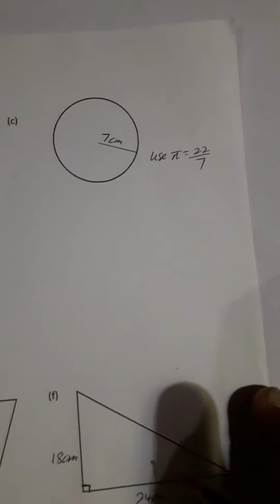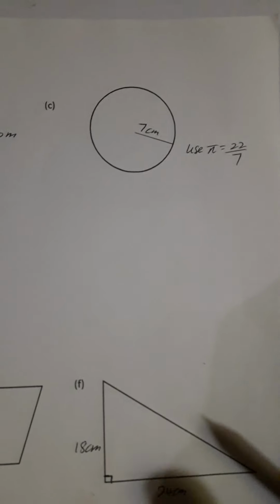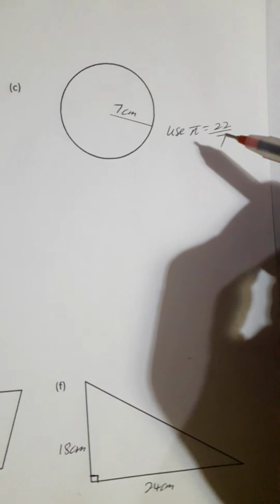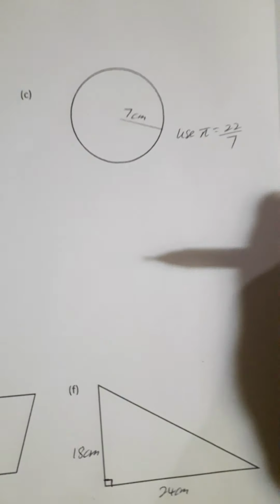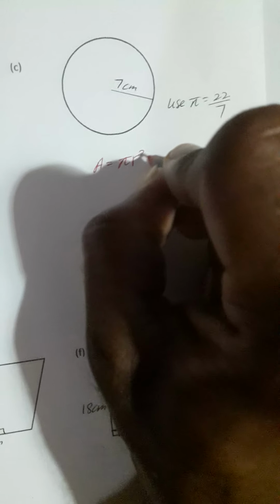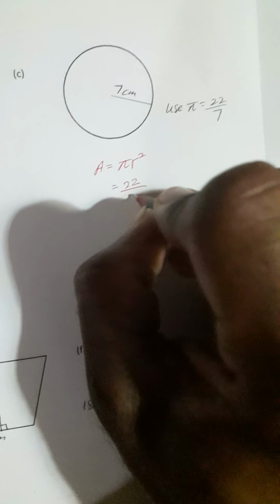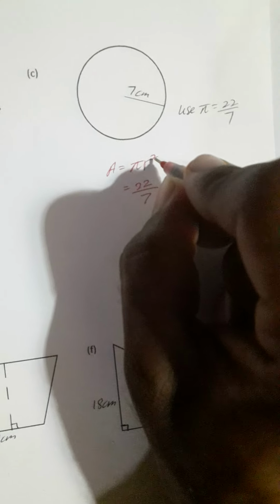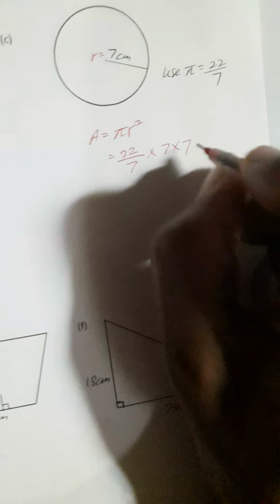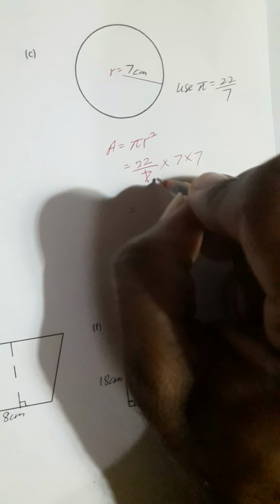Good. Next one. Most of the times they will tell us what to use pi as. Just in case they don't tell us what value to use pi as, you can use 22/7 or 3.14. Area of a circle is pi r square. So pi is 22/7 times r. R square means r times r. So the radius here is actually 7, so it will be 7 times 7. We can cancel here 7 to 7 one time.